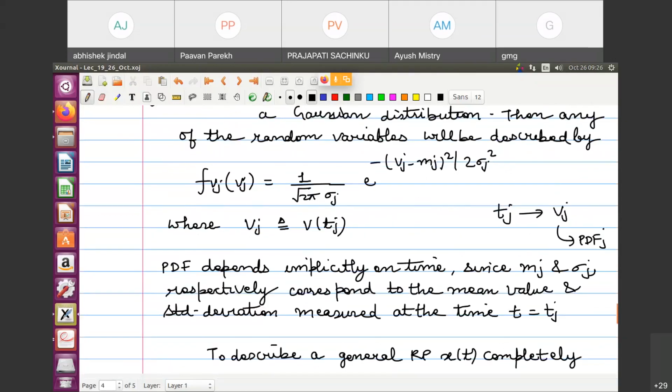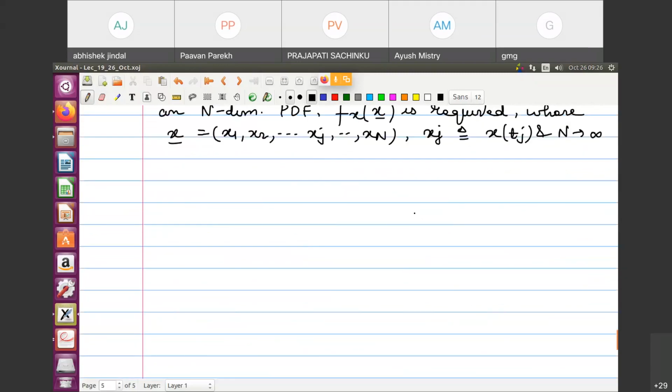When we say that at each time we have random variables, let me be more specific. Suppose on this axis I am sampling time: t1, t2, t3, t4, t5. So 5 time instants. At each time instant I have a random variable. This is v1, this is v2, this is v3, this is v4, and this is v5.